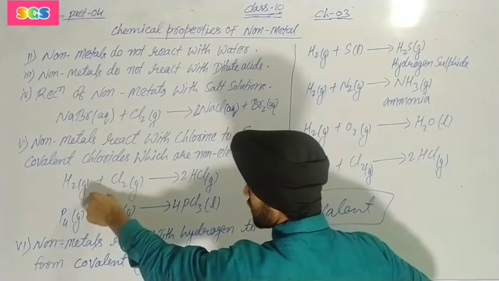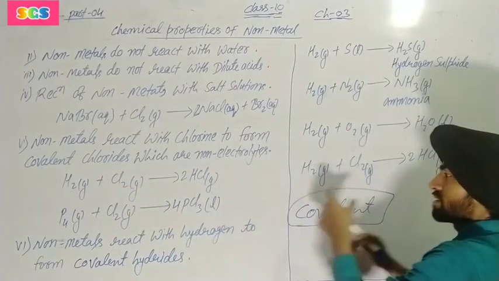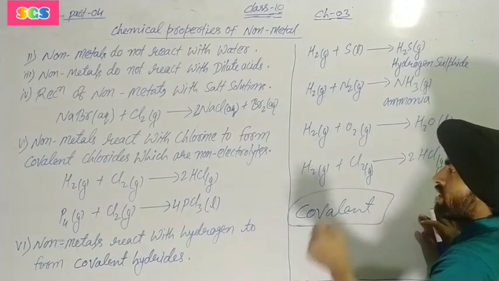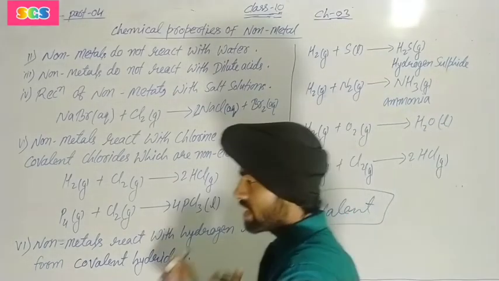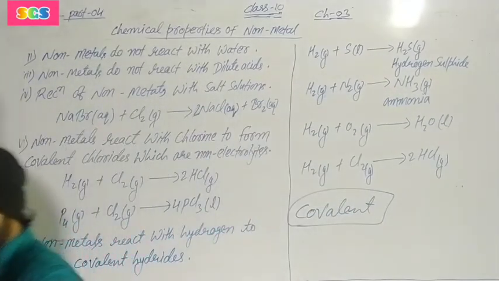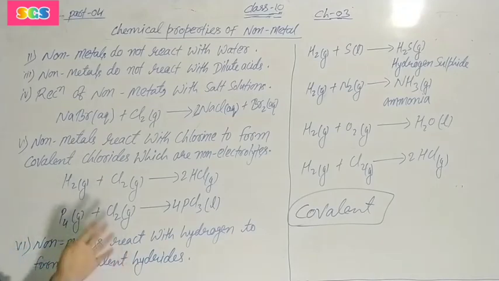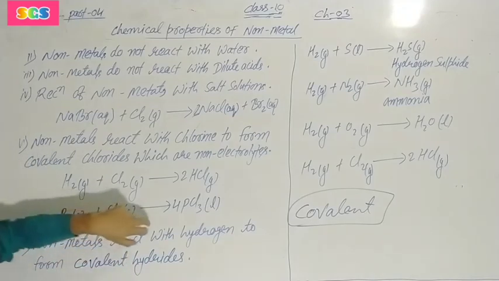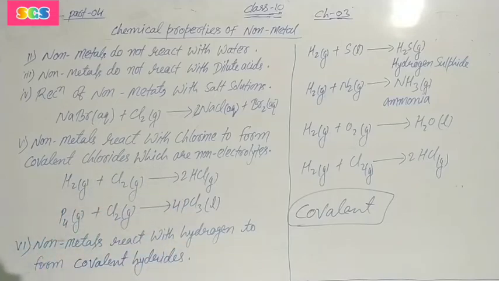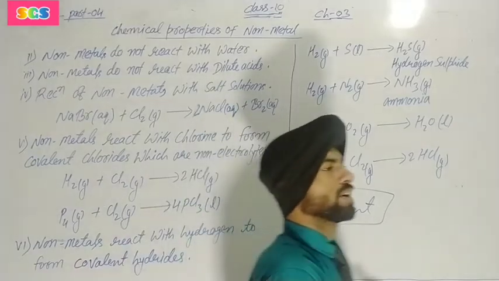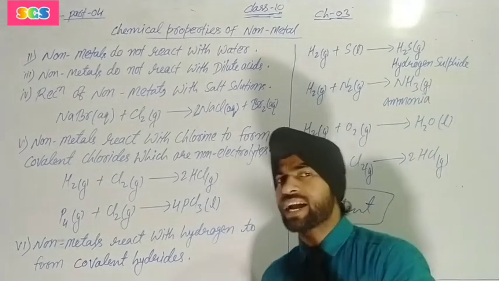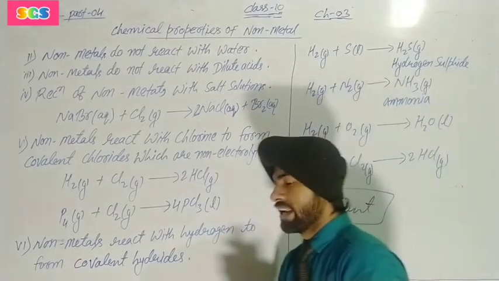Hence, hydrogen combines with chlorine to form hydrogen chloride, that means covalent chlorides. In the same way, phosphorus combines with chlorine to form phosphorus chloride, and the chloride of phosphorus is also a covalent compound or covalent chloride as it is sharing the electrons.